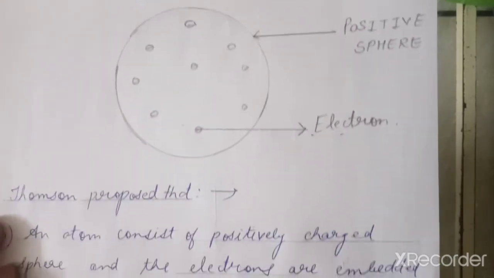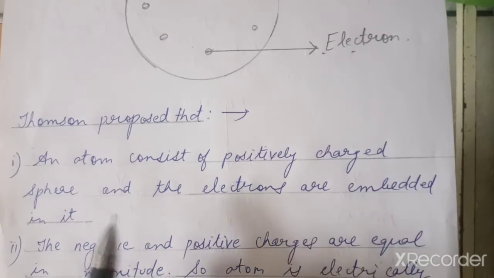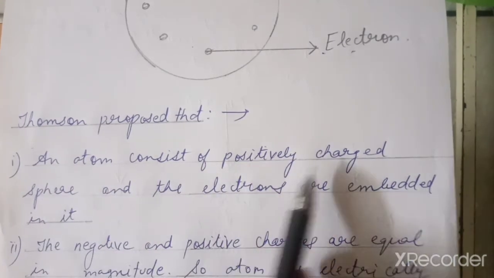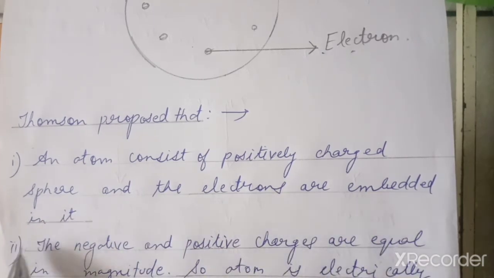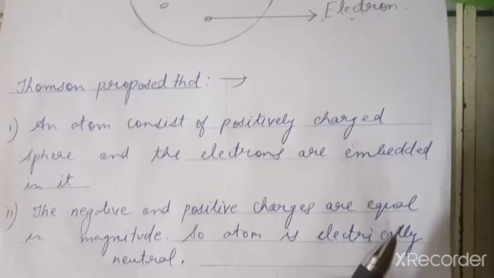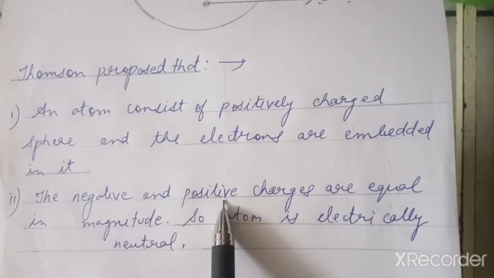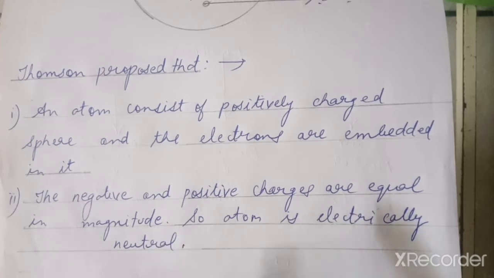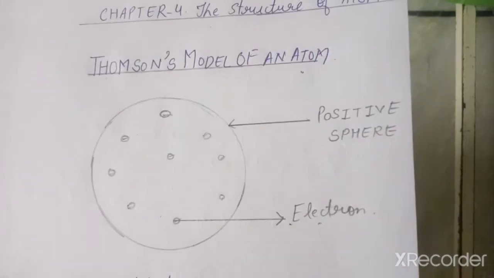Now, the postulates of Thomson. He proposed that an atom consists of a positively charged sphere and the electrons are embedded in it. The second point he considered is that the negative and the positive charges are equal in magnitude, so the atom is electrically neutral.